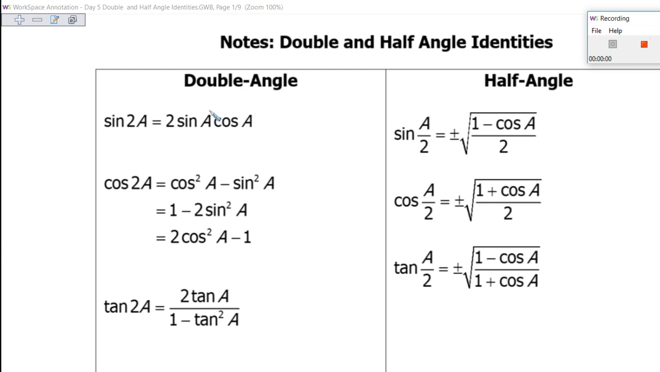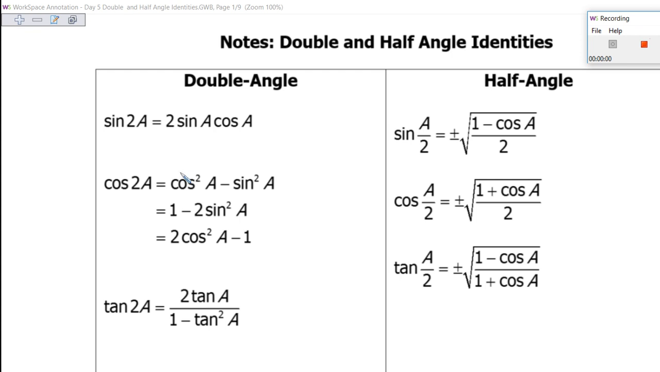For the cosine of 2A, we have 3 different formulas we can use, and you can pick which formula you use depending on what information you have in your problem. So if you're given the cosine and sine, then you can use the first formula. If you're only given the sine value, you'd have to use the second formula, and if you're only given the cosine value, you'll have to use that third formula. So there's 3 separate formulas for cosine of 2A. For tangent of 2A, it's 2 times the tangent of A, and in the denominator we have the difference of 1 and tangent squared of A.